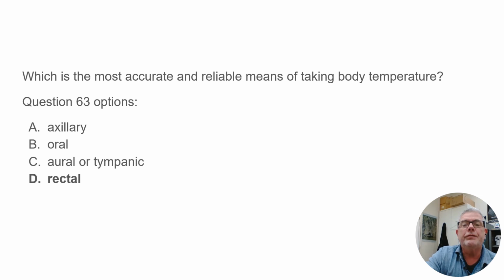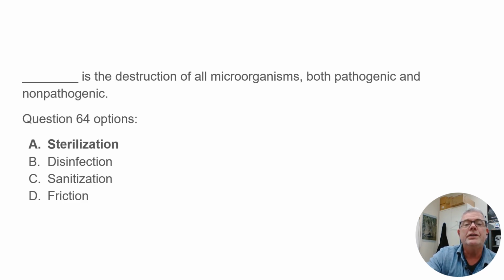Which is the most accurate and reliable means of taking a body temperature? And that would be taking a rectal temperature, which is usually done mostly in a critical care situation or emergency situation. Sterilization is the destruction of all microorganisms, both pathogenic, disease-causing, and non-pathogenic, non-disease-causing.